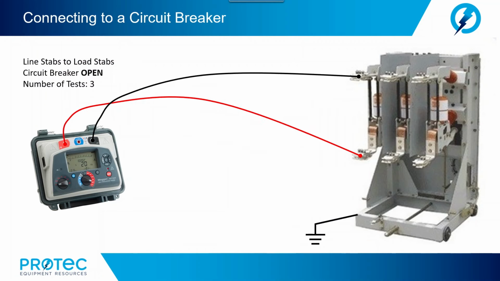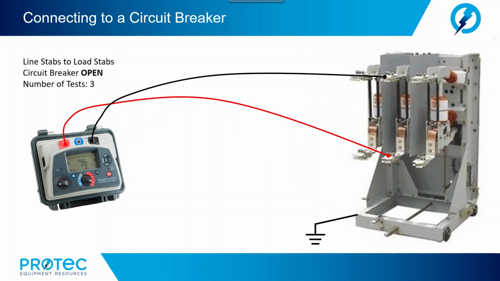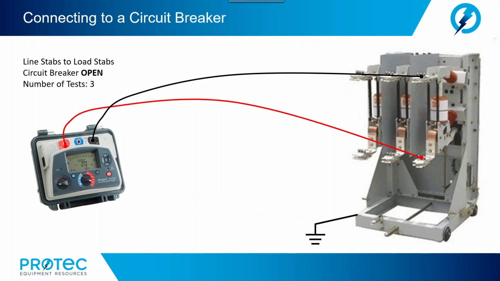Now, line stabs to load stabs. Remember, the breaker is in the open position, so we are measuring the insulation resistance across that open. And for phase A, our hookup configuration is shown. Phase B, and finally phase C.